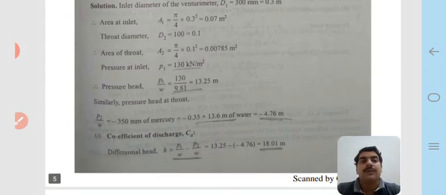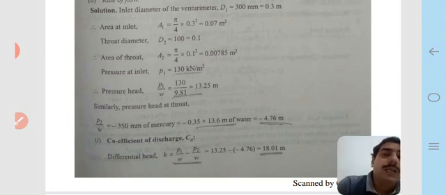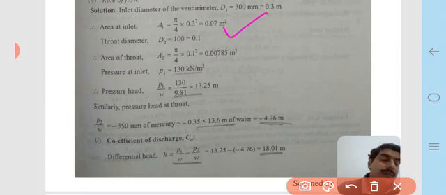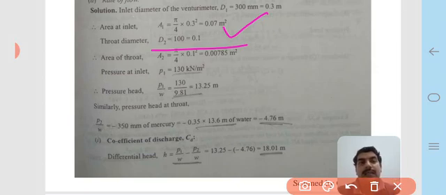Now the solution part. First of all, write the given values. The diameter of the inlet, D1, is equal to 300 millimeter, that is 0.3 meter. Now calculate the area of section 1: A1 is equal to pi by 4 D1 square, that is 0.07 meter square. Throat diameter D2 is given as 100 millimeter, converted to meter, 0.1 meter. Area of throat is pi by 4 D2 square, that is 0.00785 meter square.